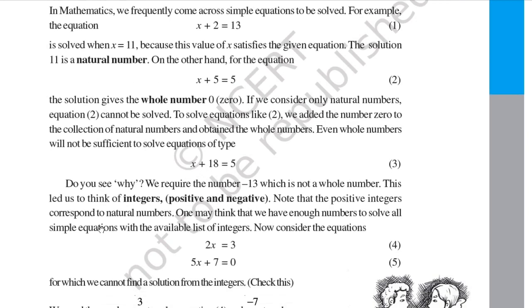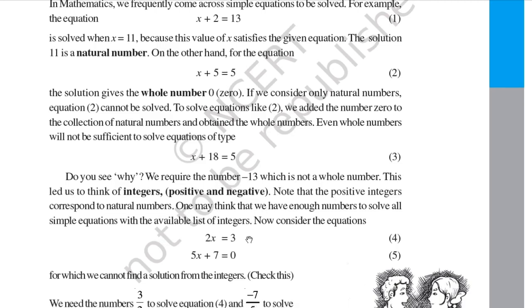So do you see why we require the number minus 13, which is not a whole number? This led us to think of integers, positive and negative. Note that the positive integers correspond to natural numbers. One may think that we have enough numbers to solve all simple equations with the available list of integers.